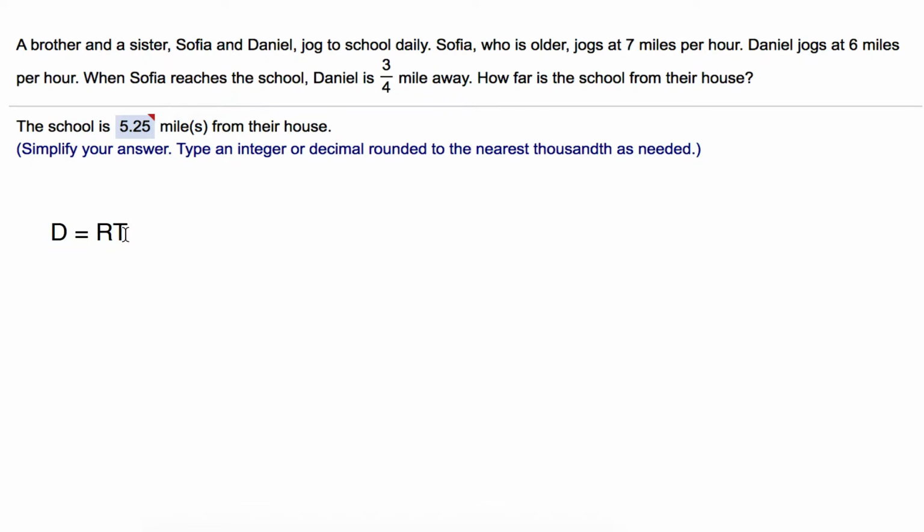A quick example of this equation in action is if you go 60 miles an hour for 2 hours, you expect to travel 120 miles in that time period, right? Because you multiply the two, the rate 60 times the time 2. So in this situation, we don't know the distance that they're traveling to school. They never tell us that. We do know Sophia's rate is 7 miles an hour.